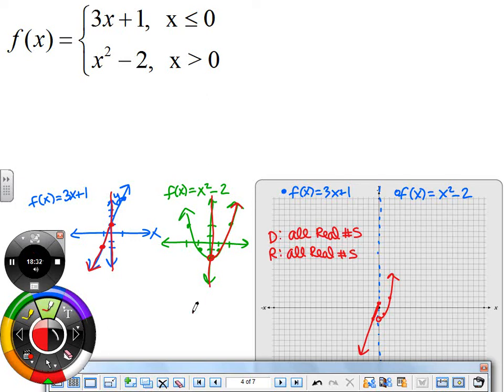Now, if your graph had looked like this, like they were spaced a little more apart, then you would have had all the y values up here and all the y values down here, but you would have been missing this portion in the middle, and we would say that in our range. Okay?